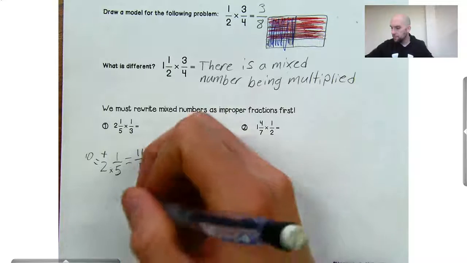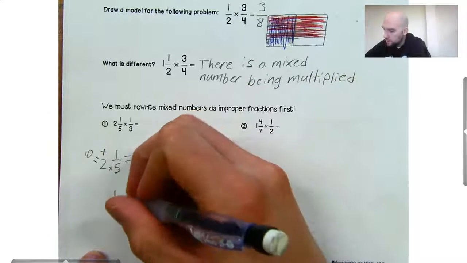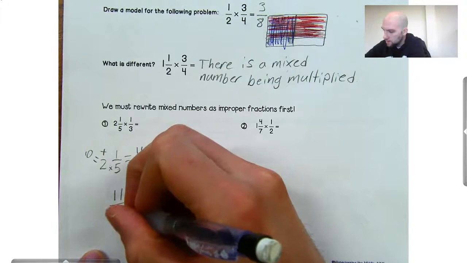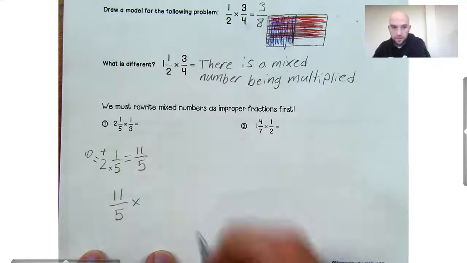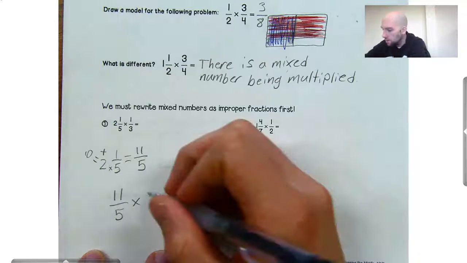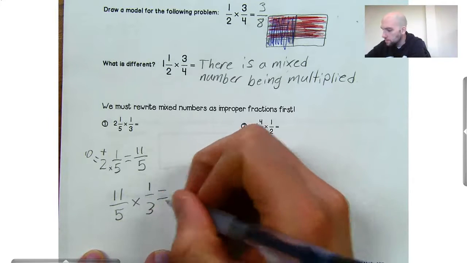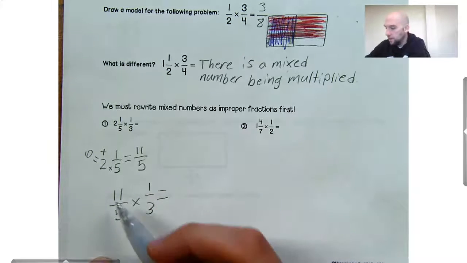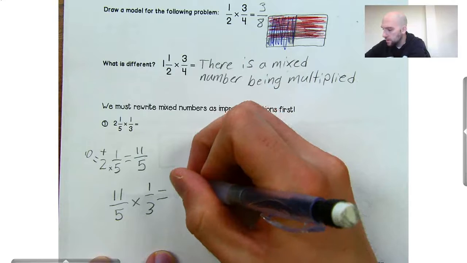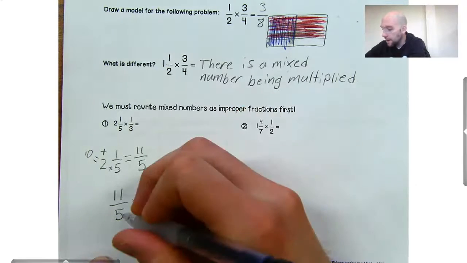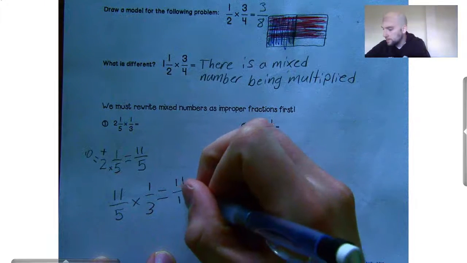Now we have 11/5 times 1/3. We have 11 times 1 is 11. 5 times 3 is 15.